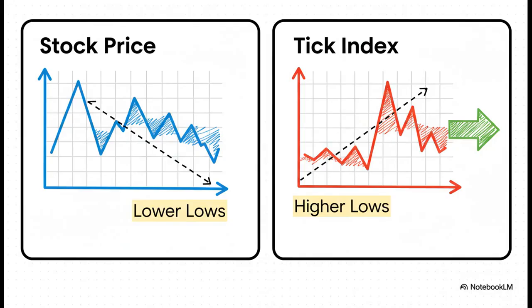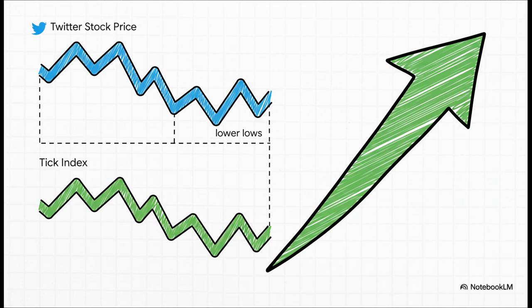Okay, here's the first pattern to look for. It's called bullish divergence. So imagine a stock's price is falling, making a new low. It looks awful, right? But at the exact same time, you look at the tick index and its lows are actually getting higher. That's the market whispering to you, hey, even though this one stock looks weak, the market's internal strength is actually improving. And boy, did this play out in a big way with Twitter back in early 2016.